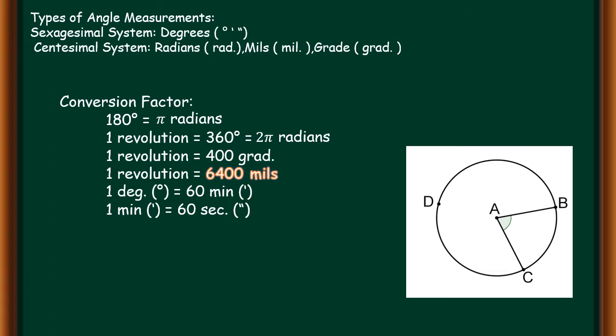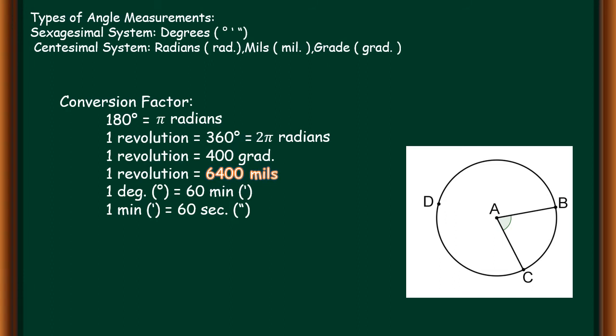So, if we are going to convert the factor, take note of these values na yung 180 degrees is equivalent to pi radian. So, 1 revolution, in which isang full rotation is equivalent to 360 degrees, which is equivalent to 2 pi. Since yung isang pi is 180, yung isang revolution is equivalent to 2 pi. So, 180 plus 180 is equals to 360. So, 1 revolution is equals to 400 grad, which means yung 2 pi is equivalent to 400 grad. Ibang centesimal system din yun. Which is also equivalent to, yung isang revolution ay 6,400 mils.